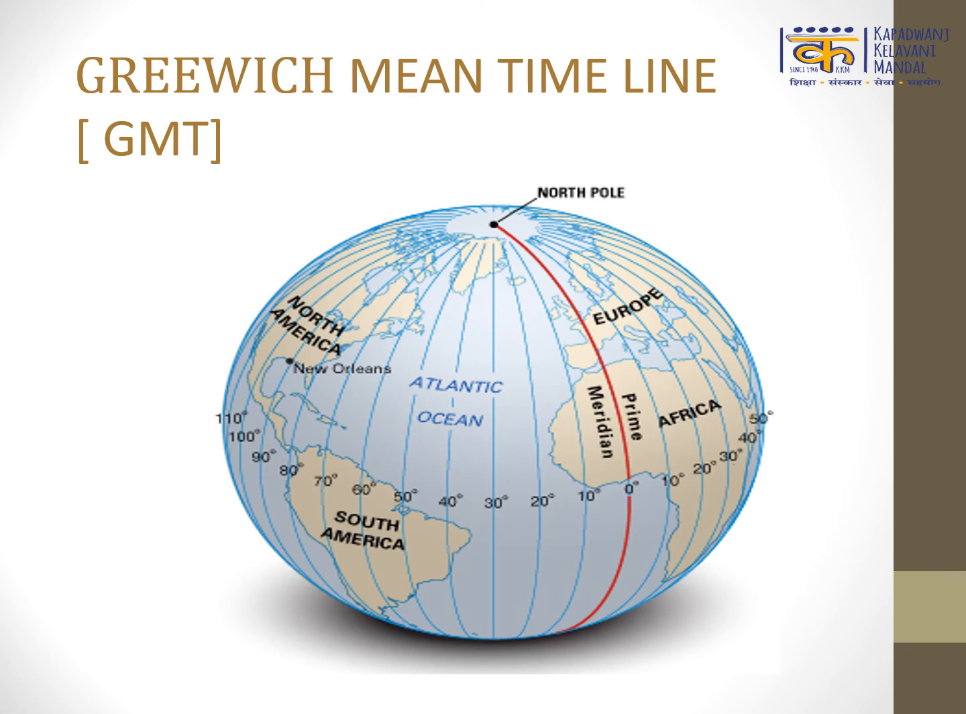What is GMT line? Greenwich Mean Time Line. The 0-degree longitude which passes through Greenwich City of England is called Greenwich Line. Greenwich Line divides Earth into two equal parts from east to west, which is known as Eastern Hemisphere and Western Hemisphere. The longitudes up to 180 degree east of Greenwich Line are called eastern longitudes, and the longitudes up to 180 degree west of Greenwich Line are called western longitudes.